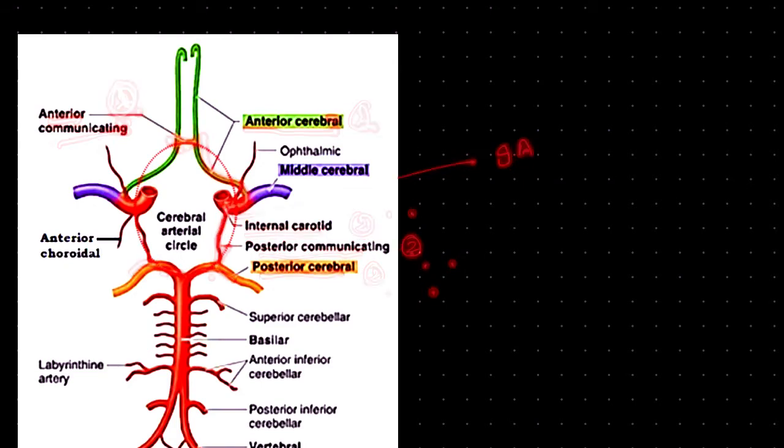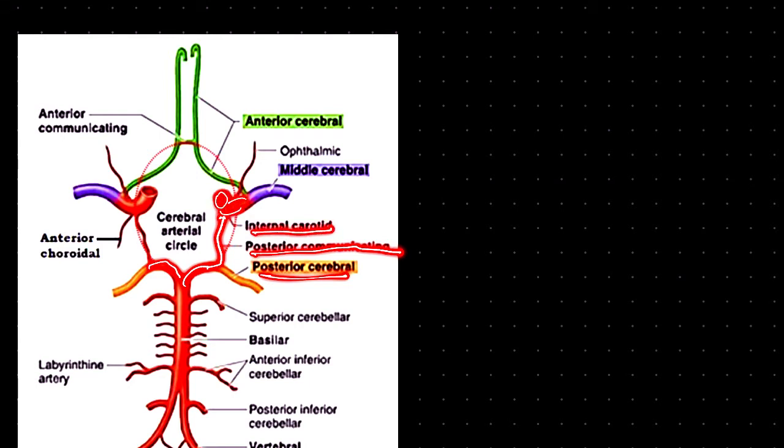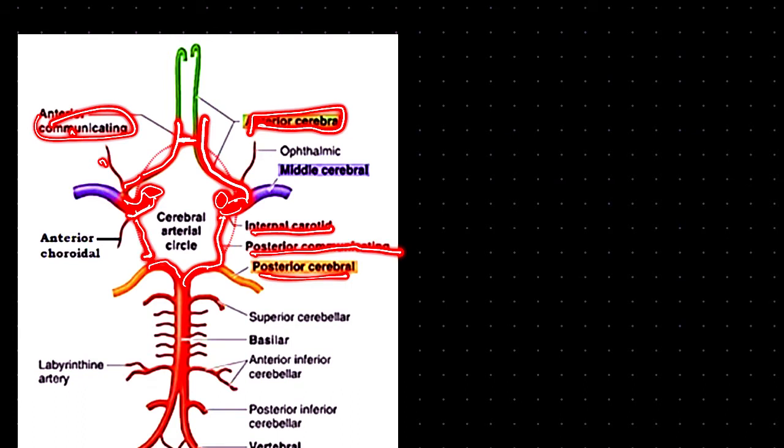So let's recall it again. At the base we have the posterior cerebral artery, and then here you will see the posterior communicating artery, and here the internal carotid artery. Here you will see the anterior cerebral artery, and connecting the anterior cerebral arteries we have the anterior communicating artery. The same thing repeats: the internal carotid artery, the posterior communicating artery, and again the posterior cerebral artery. So here it will make one circle.